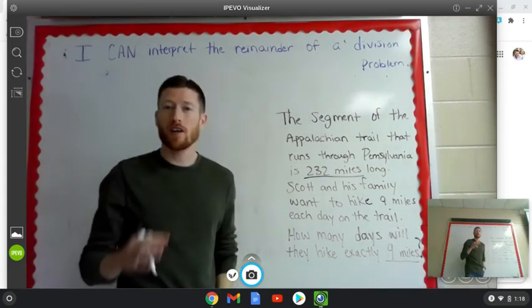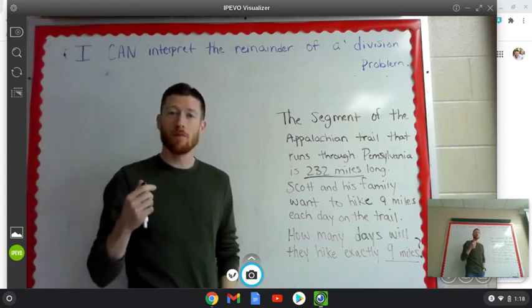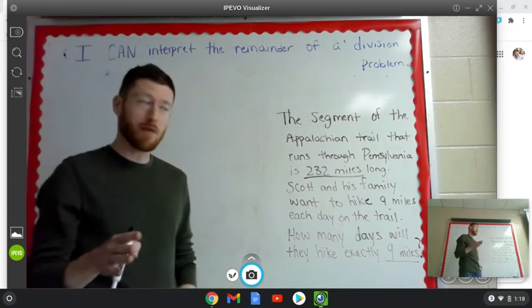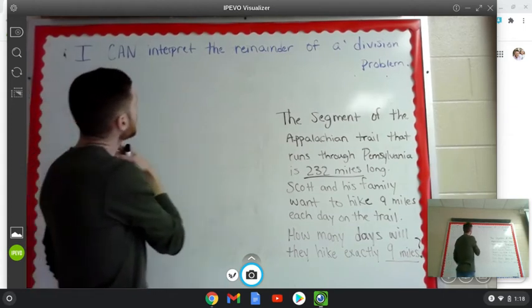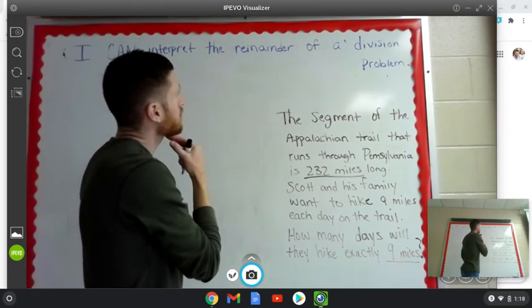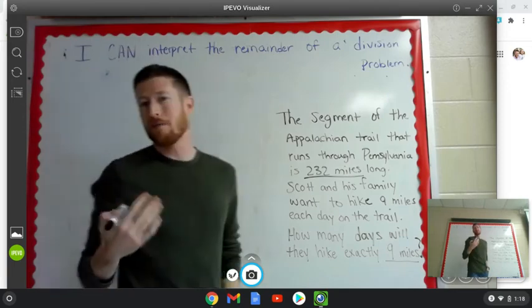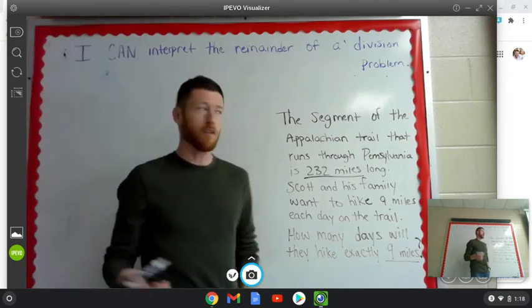We're going to keep working on division, but this time we're going to talk a little bit more about remainders and what they mean. So, our I can statement is I can interpret the remainder of a division problem. And interpret just really means to understand and to do something with it.